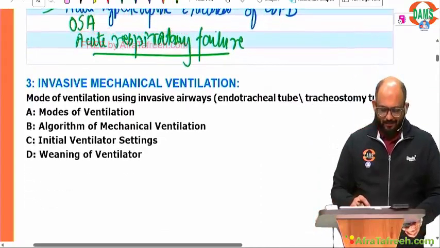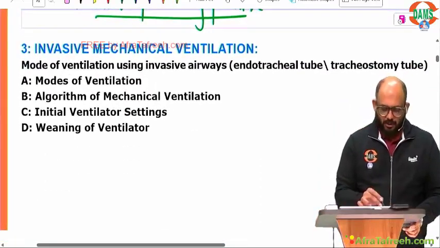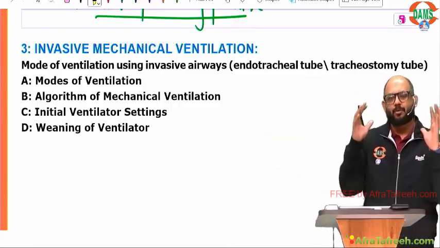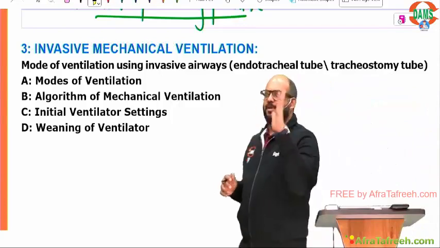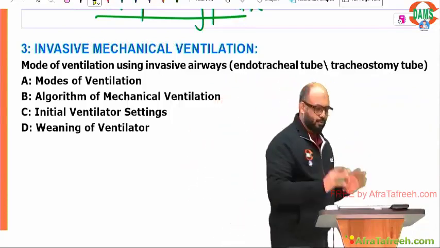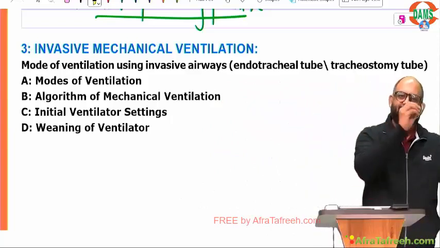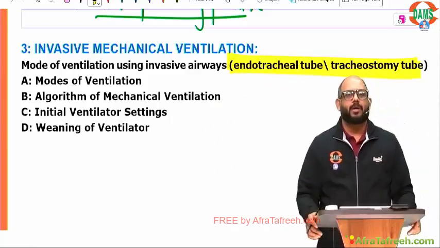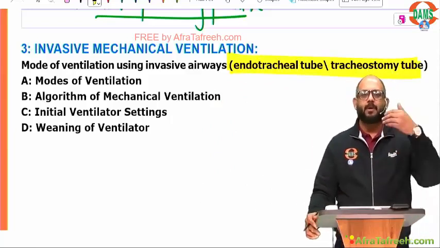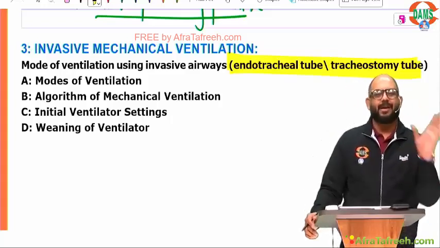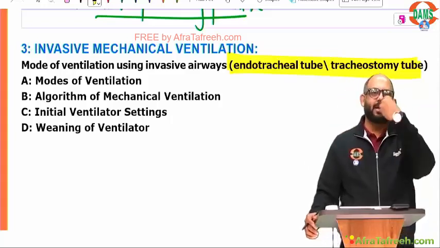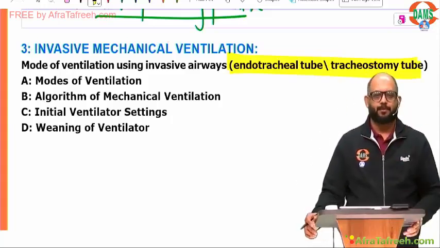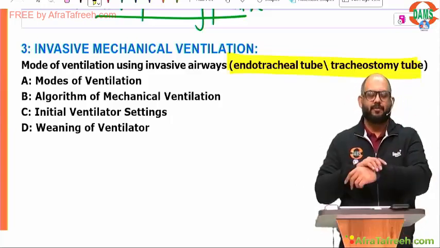Next is invasive mechanical ventilation. Now what I have done this time is, rather than taking you through the entire process, I am trying to integrate from question perspective. What is it that they are expecting you to know? So whenever they give a question on invasive mechanical ventilation, what do you mean by invasive mechanical ventilation? Endotracheal tube, tracheostomy tube. When you deliver the breaths using an invasive airway. Invasive airway is one that breaches the body cavity, which is trach and endotracheal tube. That is called invasive mechanical ventilation.